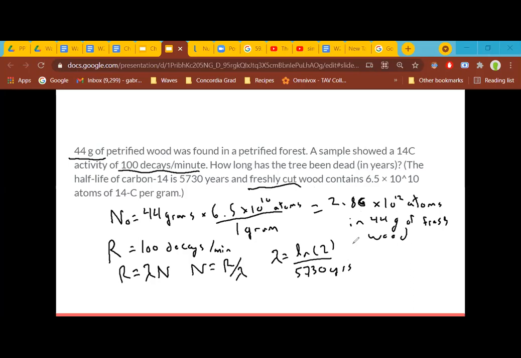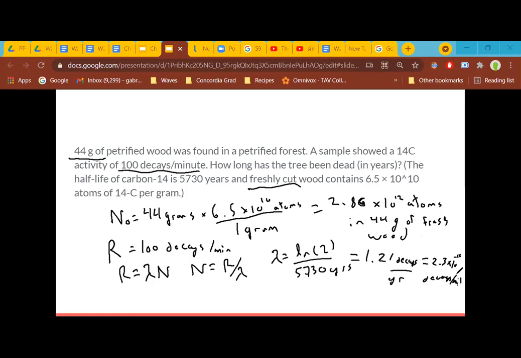Divided by 5,730. Okay, so the decay constant is about 1.21 decays per year. That's a lot less decays per minute, obviously, so you have to divide that by 365 for days in a year, divided by 24 for hours in a day, and then divided by 60 for minutes in an hour. You should get about 2.3 times 10 to the negative 10 decays per minute.